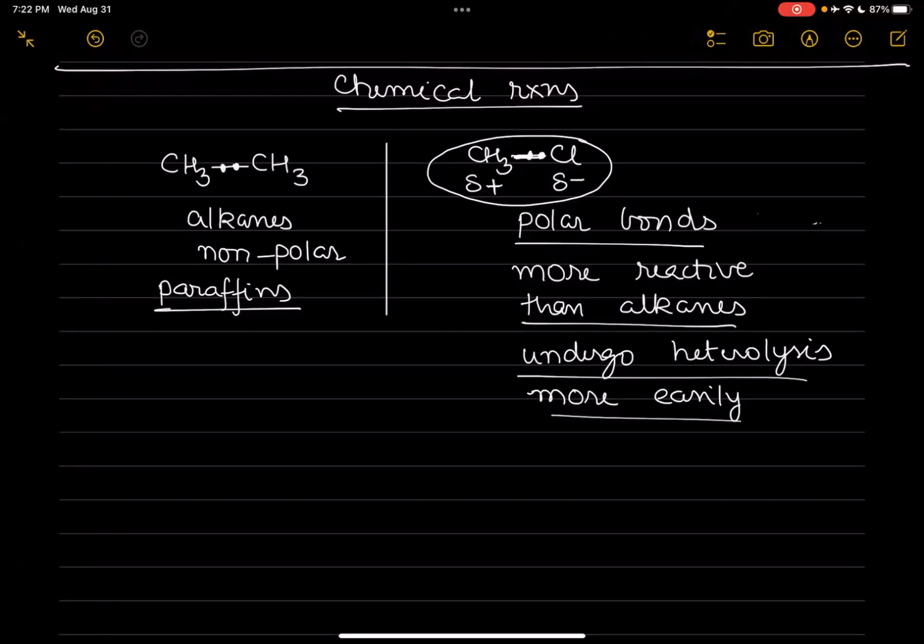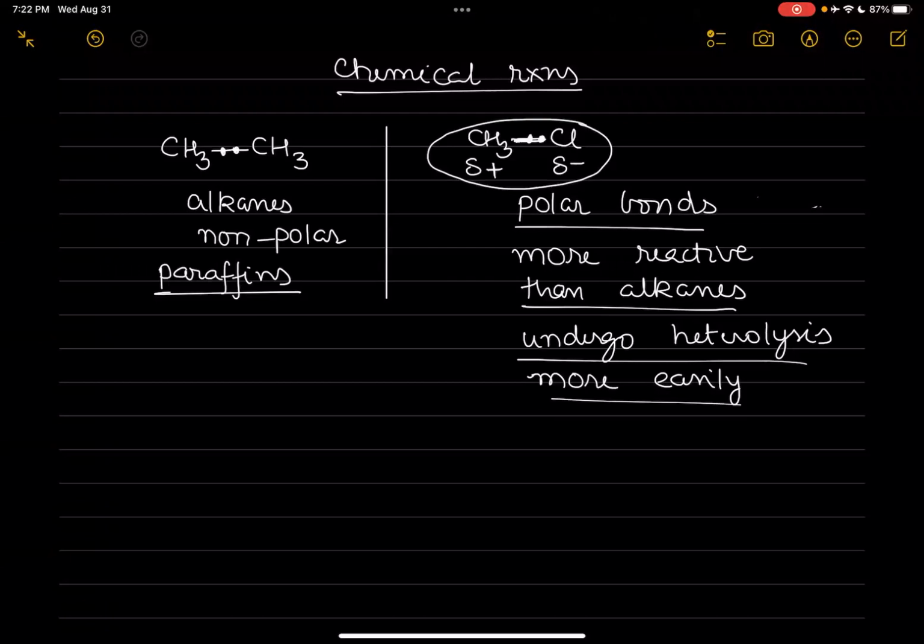So in the bond also you need to think of the same thing: if the electrons are not at the center, they are shifted towards one side, it will be easier for us to break such a bond. And how will they break? They will undergo heterolysis easily. What do you mean by heterolysis? Anushka, Arpit, tell me. Heterolysis.